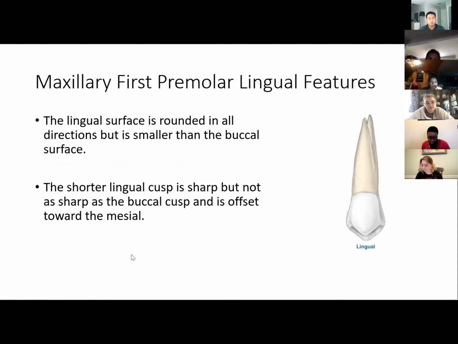All right, looking at the lingual features. The lingual surface is rounded in all directions, but is smaller than the buccal surface. You can see how wide the buccal surface is, whereas the lingual surface is a little more narrow. The shorter lingual cusp is sharp, but not as sharp as the buccal cusp, and is offset towards the mesial.